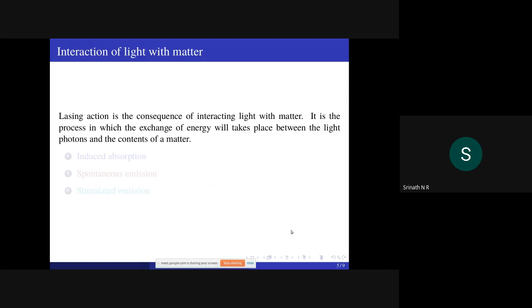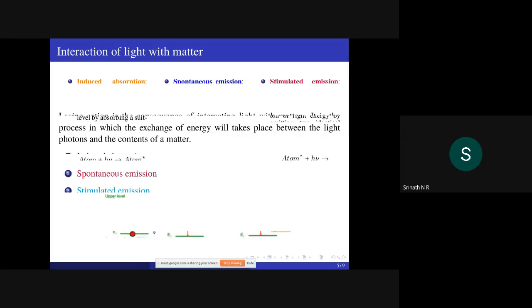Interaction of light with matter. As we know, the laser action is the consequence of light interacting with the contents of matter. It is a process in which the exchange of energy takes place between the light photons and the contents of a matter. There are three types of interaction of light with matter: induced absorption, spontaneous emission, and stimulated emission. We'll discuss one by one.